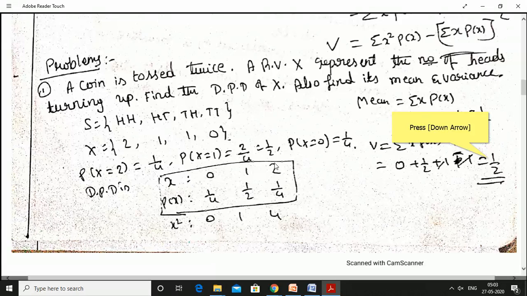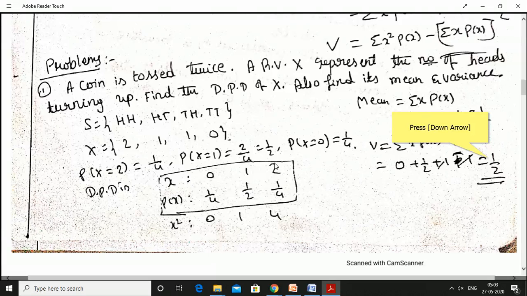Probability that x takes the value 1. Once again, there are 4 outcomes, but 1 is assigned twice. So favorable outcomes is 2. Probability that x takes the value 1 is equal to 2 by 4, nothing but 1 by 2. Similarly, probability that x takes the value 0 is 1 by 4. So the discrete probability distribution is: x takes the values 0, 1, 2 with probabilities 1 by 4, 1 by 2, and 1 by 4 respectively.